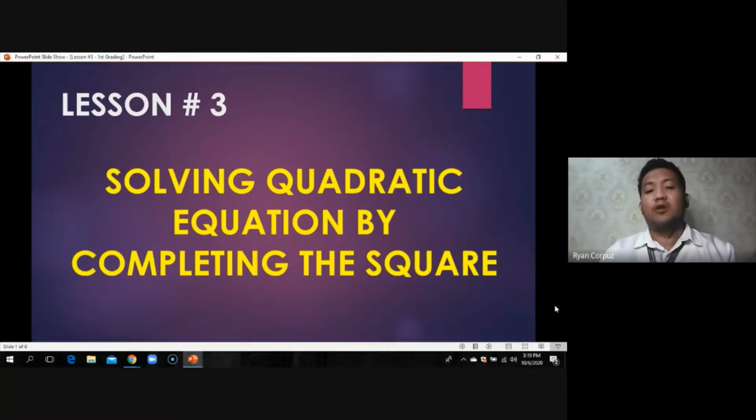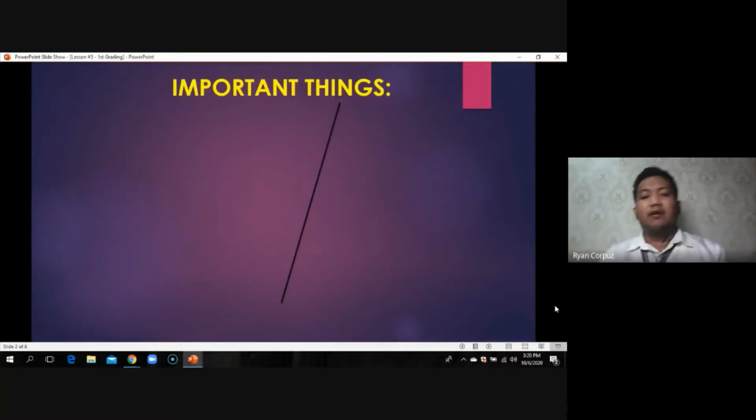So in this lesson, you are going to find out how completing the square is to be used in solving quadratic equation. So how are we going to apply it? That's what we are going to find out in this lesson. So to start with, there are also important things that we have to take note of first in order for us to solve quadratic equation by completing the square.